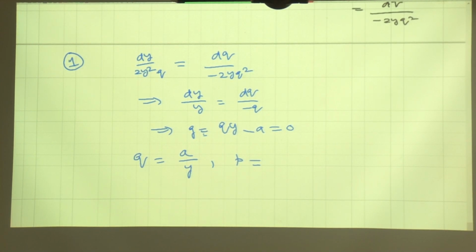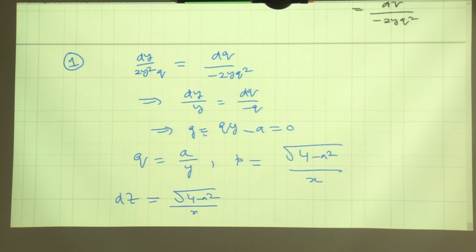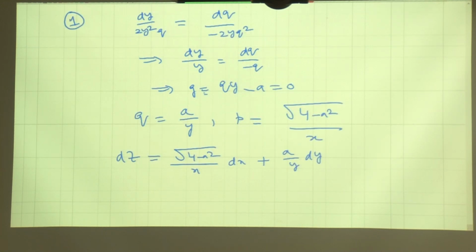Your equation is x squared p squared plus y squared q squared minus 4 equal to 0. From there you get p equal to root of (4 minus a squared) by x. So that will give the equation dz equal to square root of (4 minus a squared) by x dx plus a by y dy. See, he has inserted the parameter a here. You have got p and q. Now you solve this.